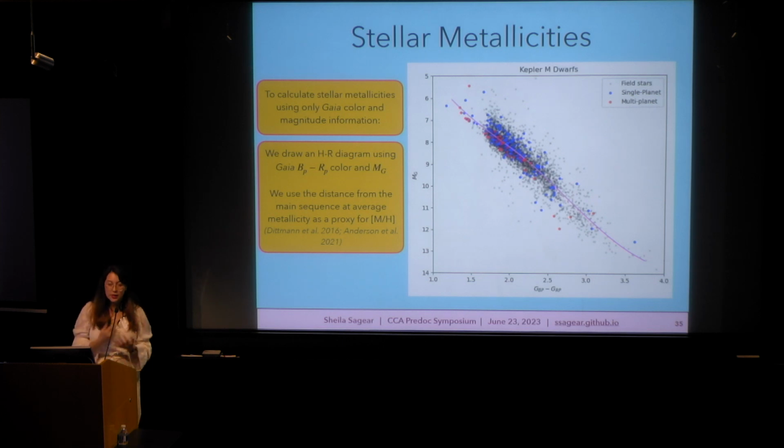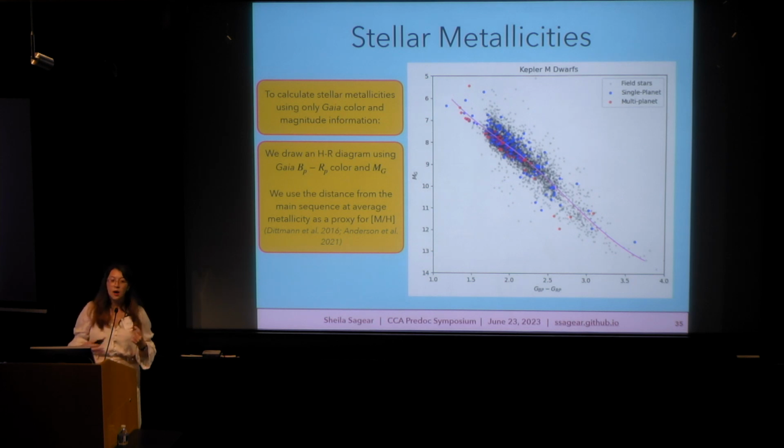The way we do this is by following a method that Jason Dittman first published, I think in 2016. We essentially take Gaia BP-RP color and absolute magnitude and draw this color-magnitude diagram where each of these dots is a Kepler M dwarf, and we fit a spline to the middle of the model. And we say, well, that spline represents the main sequence at average metallicity, and the distance of each star from that main sequence at average metallicity represents the metallicity.